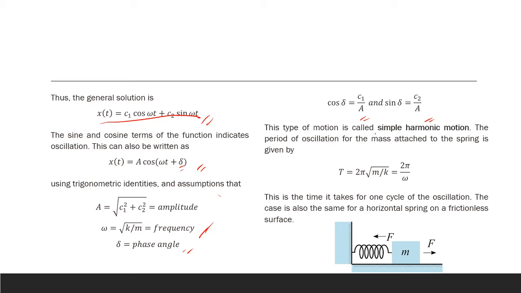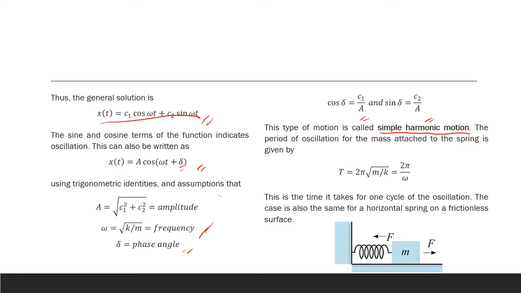Now, this type of motion class, ang tawag natin dyan is simple harmonic motion. Simple because we remove all external factors and we only look at the forces acting on the spring that is relevant to the oscillation. It's a harmonic motion since continuous siya.